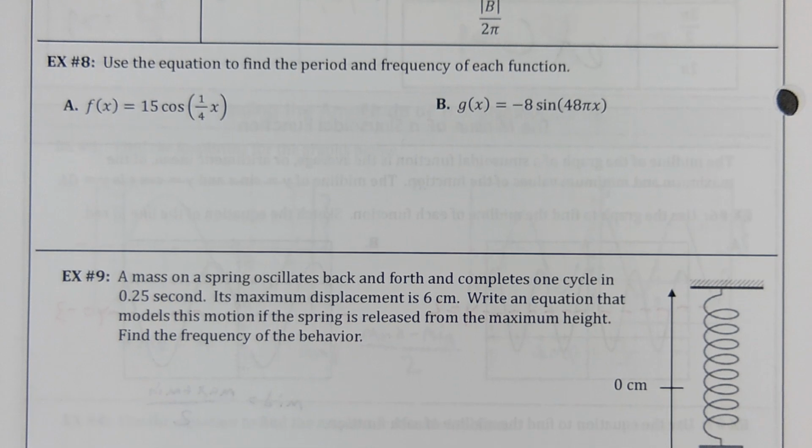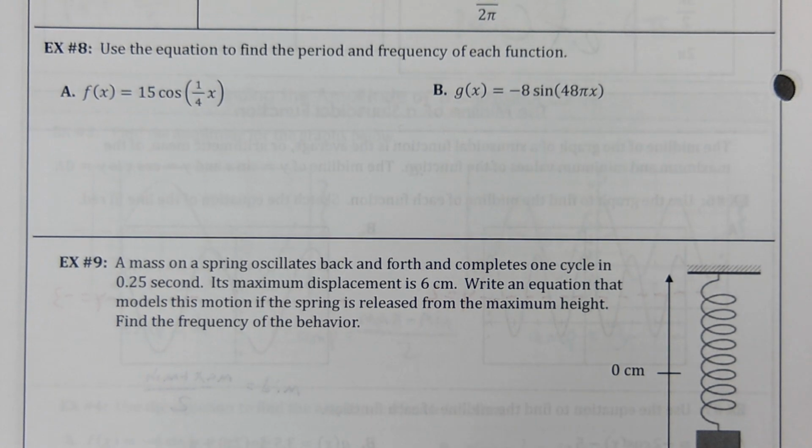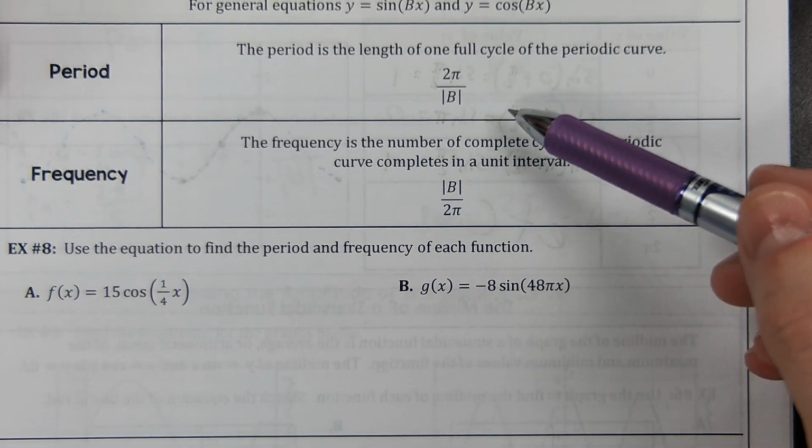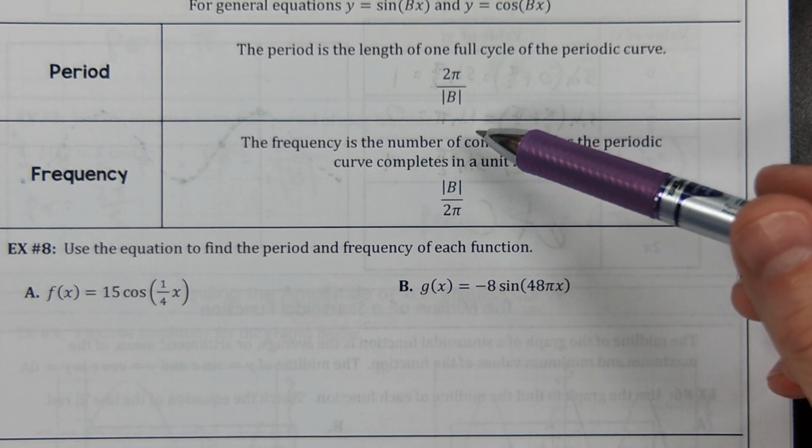So let's take these two sinusoids here. It says use the equation, find the period and the frequency. All right, easy peasy lemon squeezy. The period is, oh, by the way, you know, I say 2 pi over b. I'm aware there's absolute value bars.